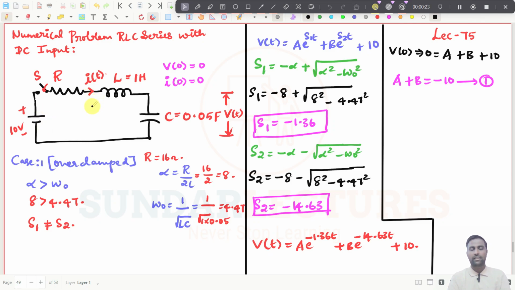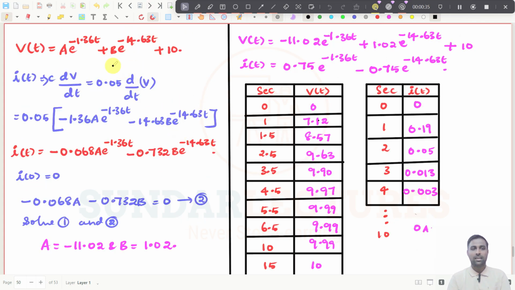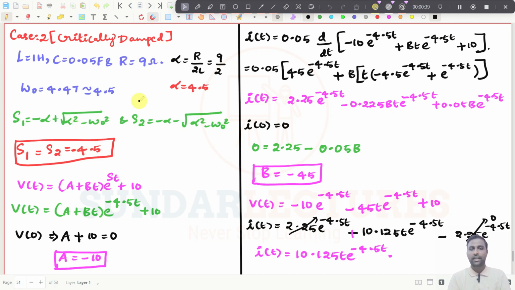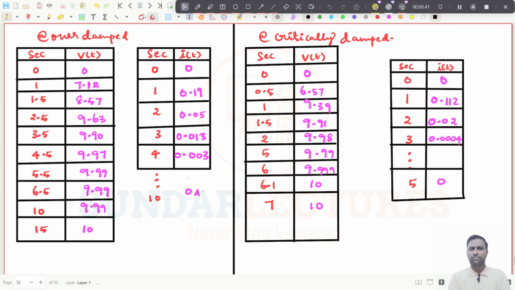We have three cases: one is overdamped, the second is critically damped, and the third is underdamped. We have seen both overdamped and critically damped in the previous class. This is the overdamped condition, and then we went for the critically damped condition, solved the problem, and compared both.